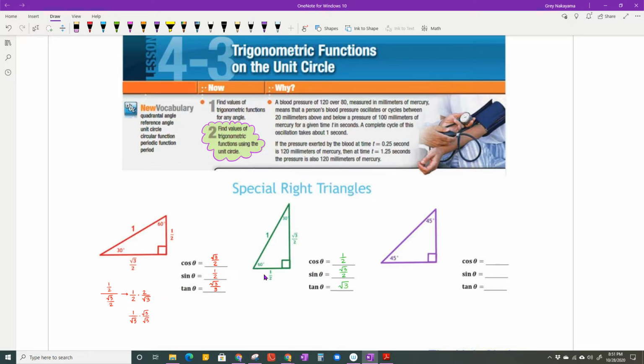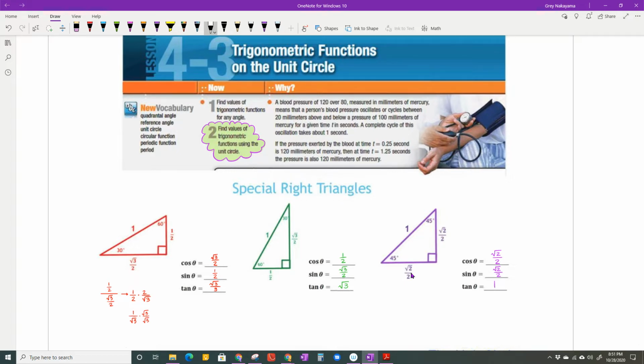Now moving on to my 45, 45, 90. Again, hypotenuse of 1. This time, my sides are going to be 1 divided by the square root of 2, which simplified gives you square root of 2 over 2. So still, hypotenuse of 1 means the cosine is the adjacent side, the sine is the opposite side, and the tangent, y'all, is opposite over adjacent, and if you put the same thing over the same thing, that's going to give you 1.